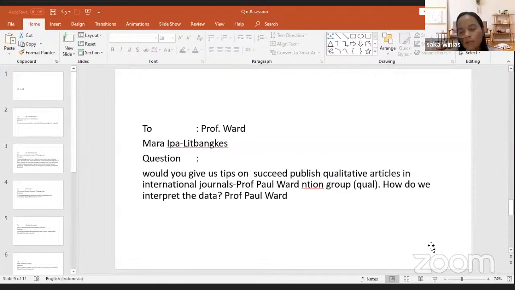Okay, Professor, please your response. I guess tips on publishing qualitative articles. I guess the first tip is to look in the journals that you're interested in and to look at the structure of the qualitative articles that they already publish. So, I'll give you some examples.